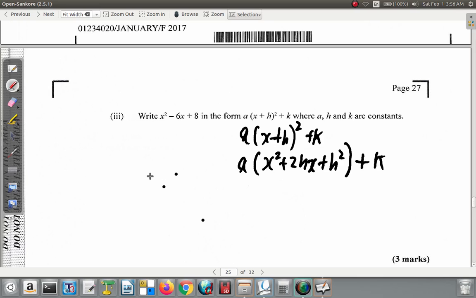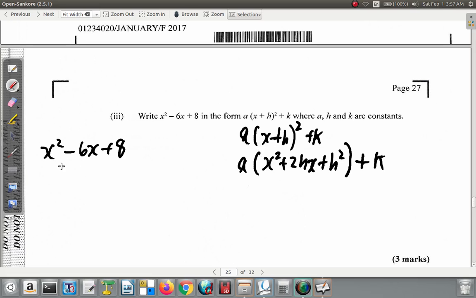Now, I accidentally put these dots here. Alright. Now let's see what's happening with this. How can we fit this into this pattern? What we have is x squared minus 6x plus 8. This is x squared plus 2hx plus h squared.